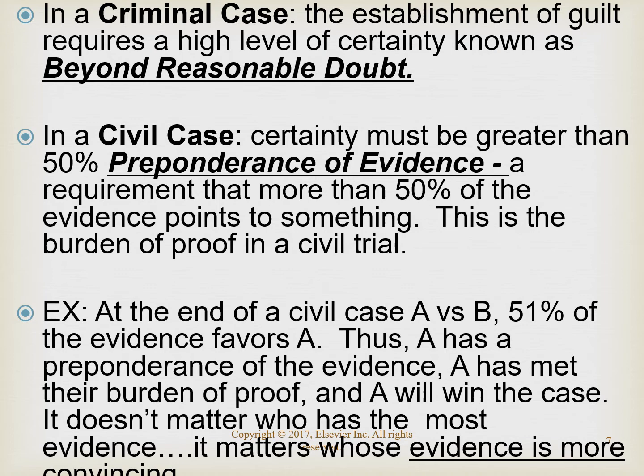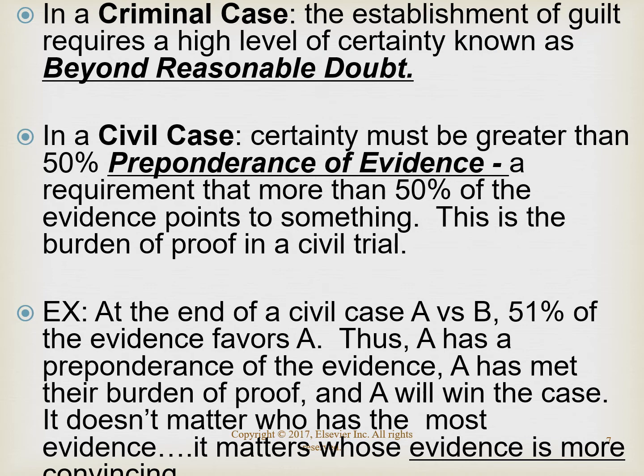But in a civil case, it's different. In a civil case, you have to have a preponderance of evidence. Okay? So in a civil case, the certainty must be greater than 50%. A requirement that more than 50% of the evidence points to something. This is the burden of proof in a civil trial. So the burden of proof in a criminal case is they have to prove that a wrong happened or it didn't happen beyond a reasonable doubt. And in a civil case, the burden of proof is a preponderance of evidence.